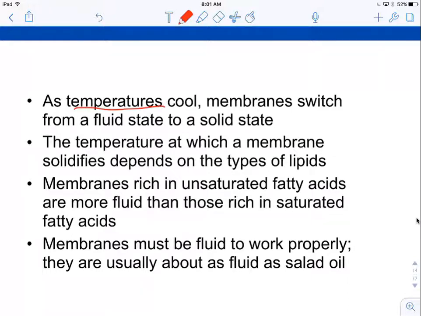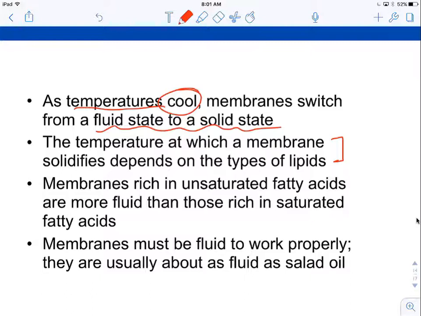Also contributing to the fluidity of the membrane is temperature, right? So temperature is a measure of average kinetic energy. So things move faster when they're warmer and slower when they're cool. So again, this can also affect the fluidity of the membrane. So if you cool off, membranes will go from a fluid state to a more solid state. The temperature at which a membrane solidifies depends on the lipids.